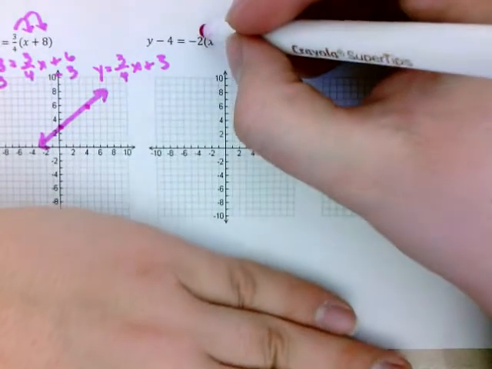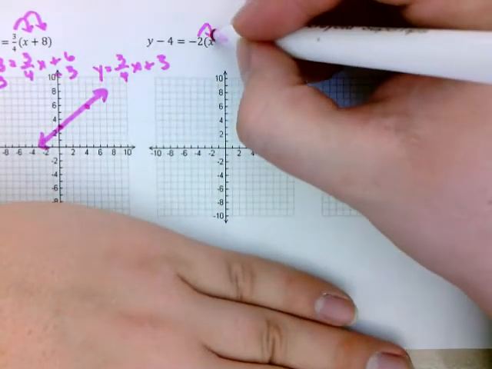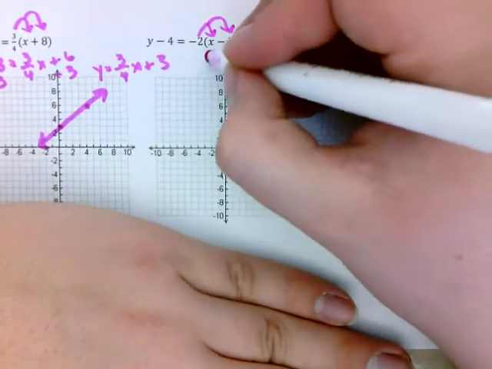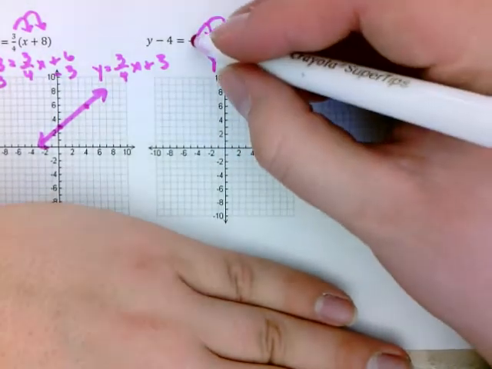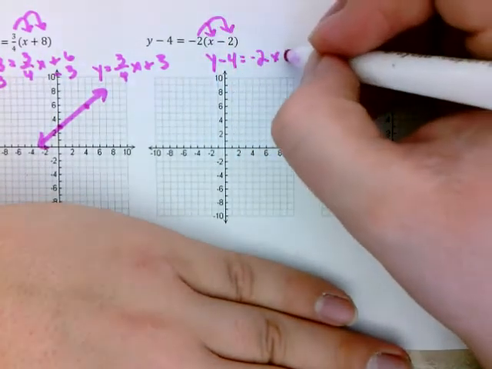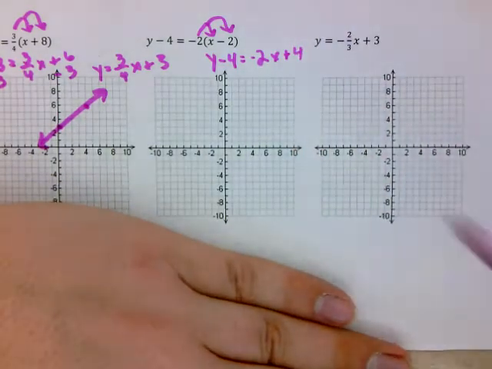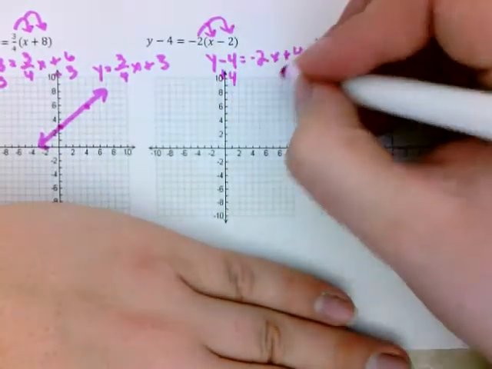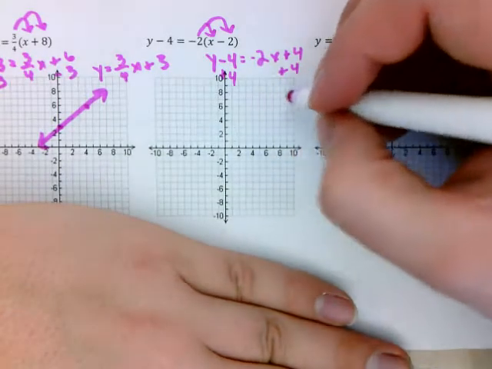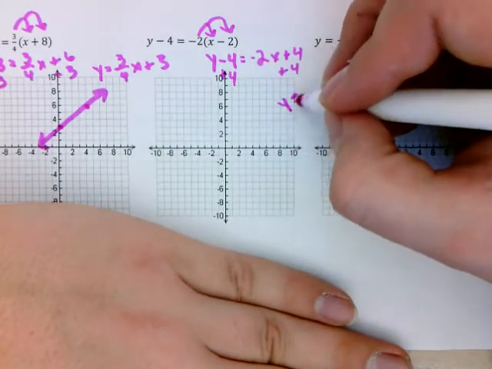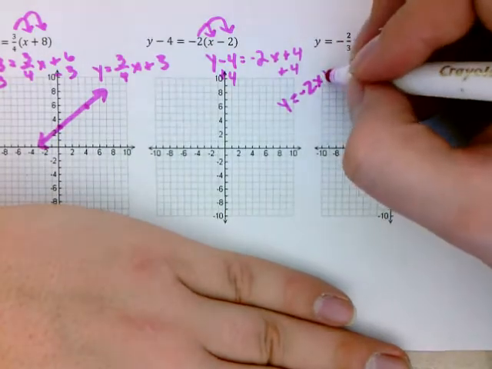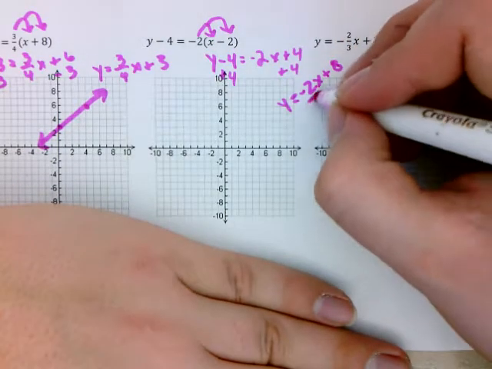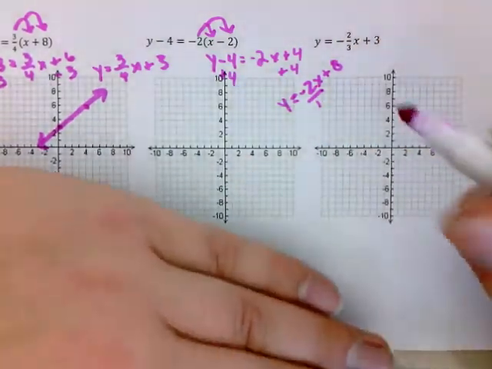Okay, we're going to do the same thing again. Distribute. You get y minus 4 equals -2x. Remember, negative and negative makes positive, so plus 4. We're going to add 4 to both sides. So that gives us y equals -2x plus 8. Remember, we had to put the 1 under that for the rise over run.